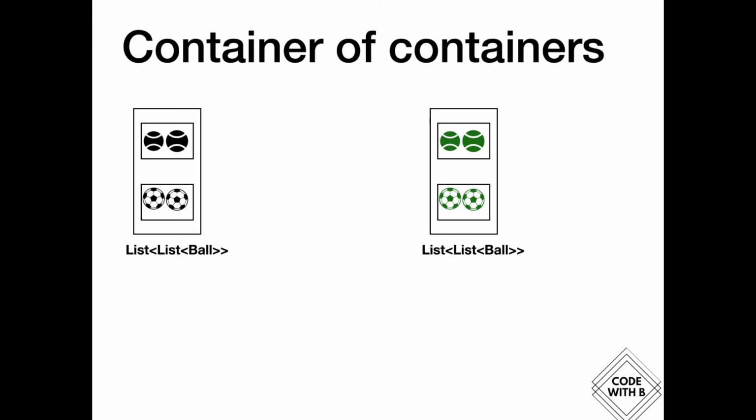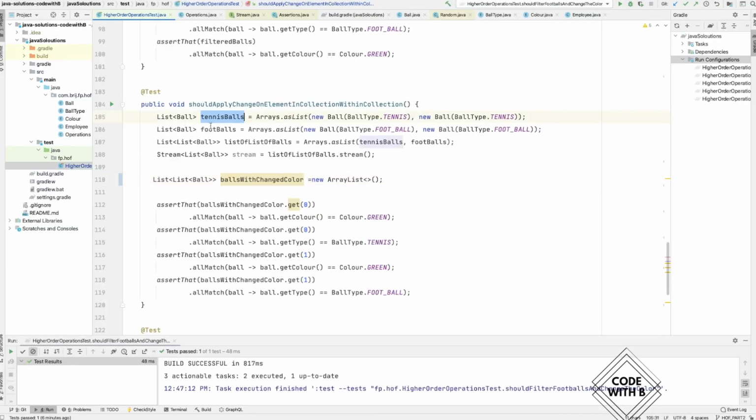Now let's look at the other problem statement. So we have a container, and that container contains other containers within it. To simplify it, we have a list of balls. In the first list, we have a list of tennis balls and we have a list of footballs. Now we want to apply a change in the color of each ball. How can we do that? We have tennis balls and footballs. Those are contained within the list of balls. And now we want to change the color of each ball.